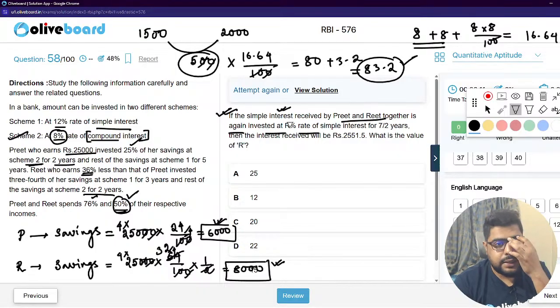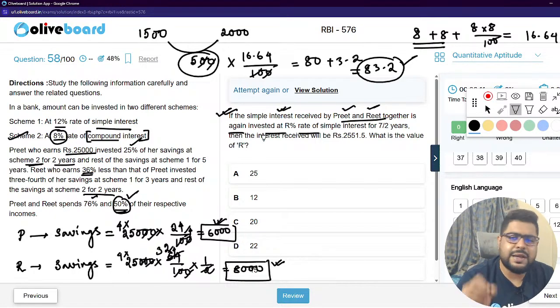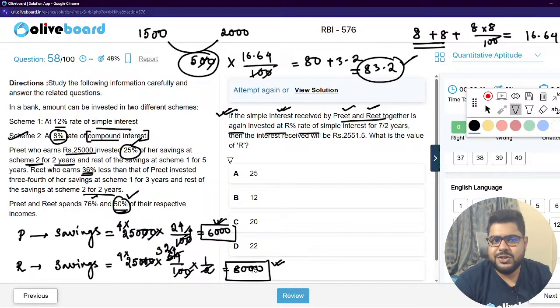What is that? Simple interest received by Preet and Reet together is something. So simple interest, how much? So 6,000, 25% was on compound interest, meaning 1/4. That means 3/4 will be in simple interest. 3/4 is how much? This is 4,500, 3 by 4 into 6,000. So that was for scheme 1 for 5 years. Every year 12%. 5 years 60%.